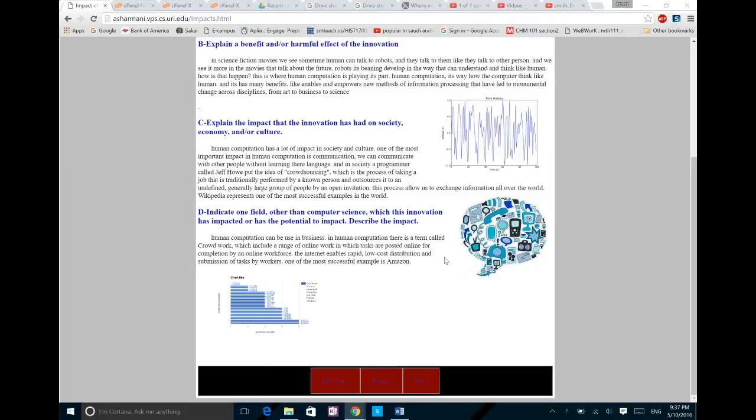Now, is there another field besides computer science that benefits so much from it? Yes, there is. Let's take, for example, the business field. A very successful company is Amazon. We all buy something from Amazon.